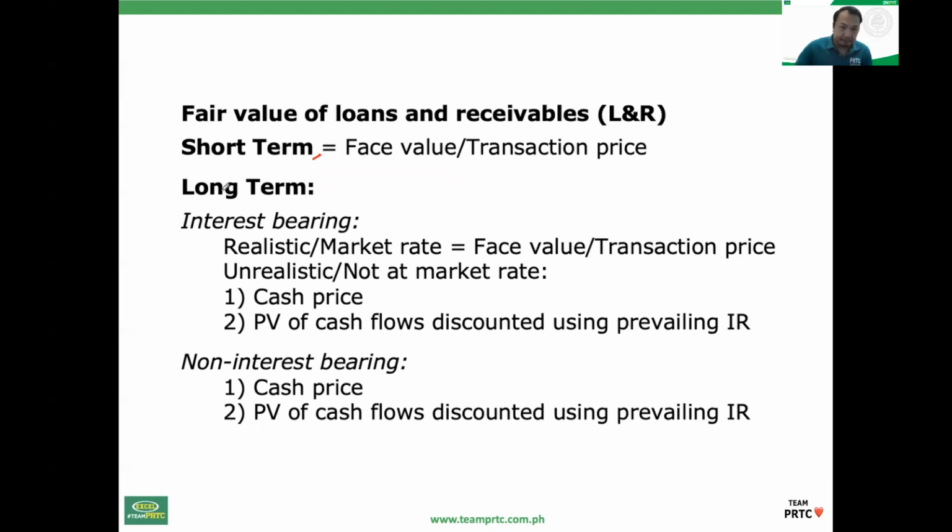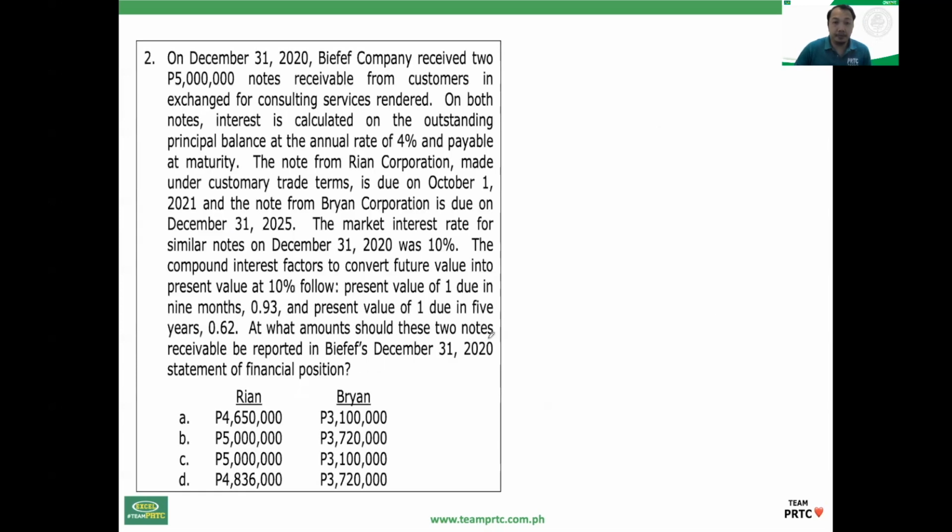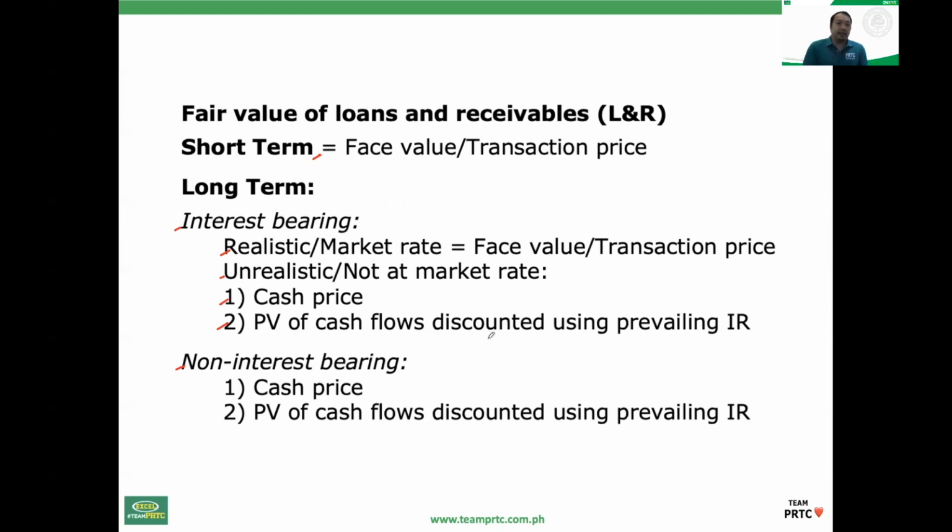So we need to consider whether that is interest or non-interest bearing. If interest bearing, we need to consider whether the rate is realistic or unrealistic, at market or not at market rate. So kung realistic yan or at market rate, pag diniscount yung cash flows using that rate, you will get the face value. So yung face value, yung transaction price, yan na din ang kanyang fair value. Kaya lang kung unrealistic yan or not at market rate, we need the cash price. Okay? Kasi yung cash price, yan yung present value of all the cash flows. Kung hindi available yung cash price, kino-compute. How? Get the present value of the cash flows discounted using the prevailing interest rate.